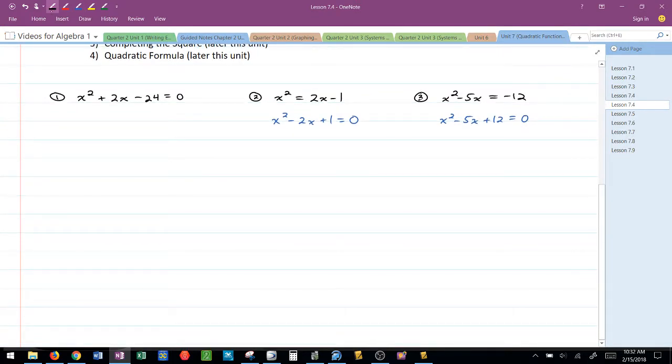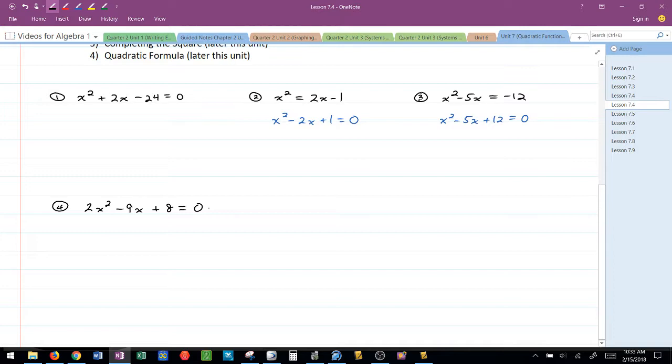Now I'm going to add a fourth quadratic in here for us to solve. And this one I'll just write in standard notation: 2x squared minus 9x plus 8 equals 0.